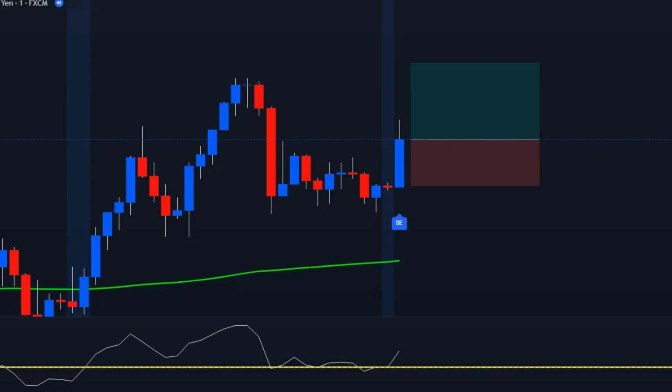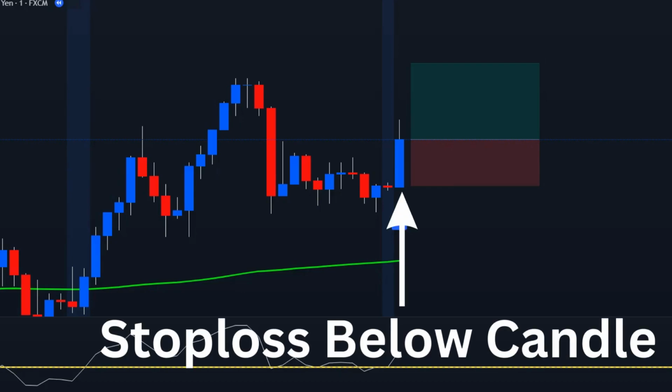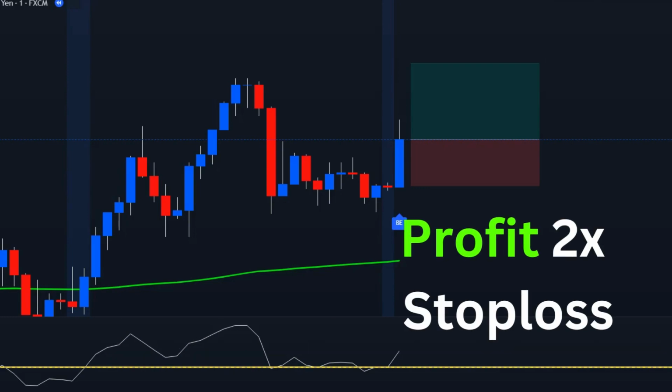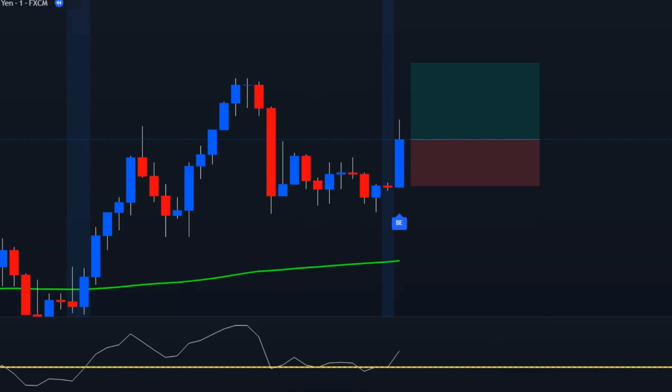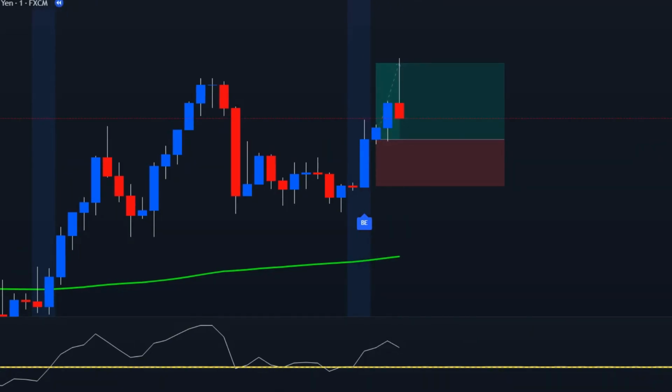Now, for your stop loss, you set it below your entry candle here. And for your profit target, you set it at 2 times your stop loss. And as you can see, this trade ended up being profitable. Let's look at another example in this chart.